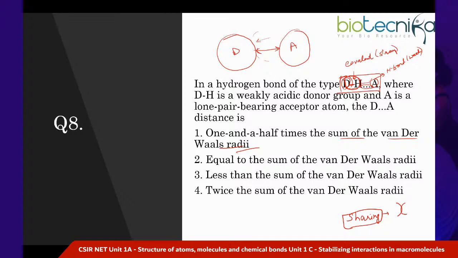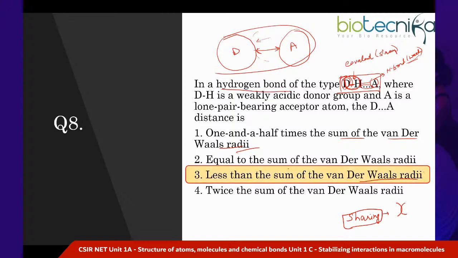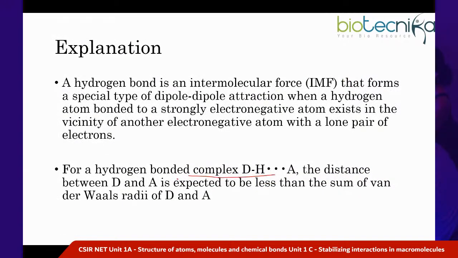And the hydrogen bond also, it is comparatively weak compared to covalent, but at least compared to van der Waals, it is a stronger bond, which means it also needs to be quite close to the acceptor atom. So the distance between D and A should be less than the sum of the van der Waals radii, because here we are talking about a bond which is stronger than the van der Waals interaction. Got it? So the answer here will be option 3. For a hydrogen bonded complex, the distance between D and A is expected to be less than the sum of the van der Waals radii of D and A.